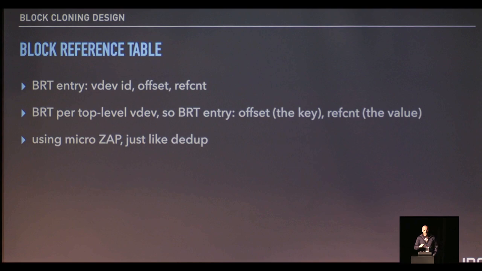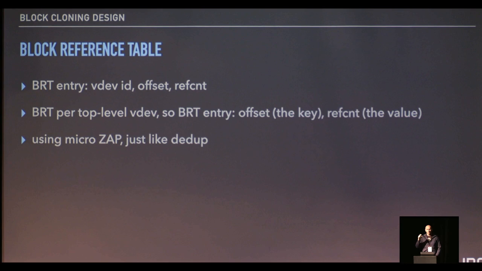So the BRT entry is extremely small. We need three things in order to tell which block it is: we need the vdev ID, we need the offset into this vdev, and we need the reference counter. It's easy to imagine that you have only a few vdevs and you can have many blocks. So in most of those BRT entries, the vdev ID will simply repeat.